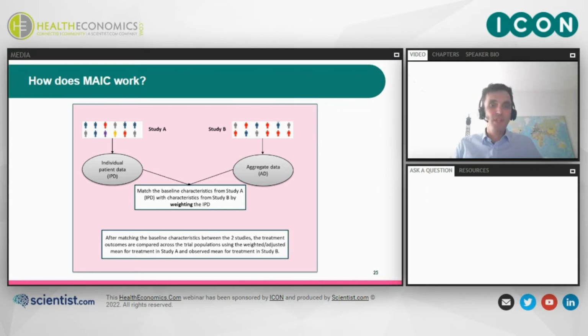And then after matching, treatment outcomes are compared across a more balanced trial population by using the weighted or adjusted means of outcomes from your trial A and comparing them to the observed or reported outcomes from trial B.